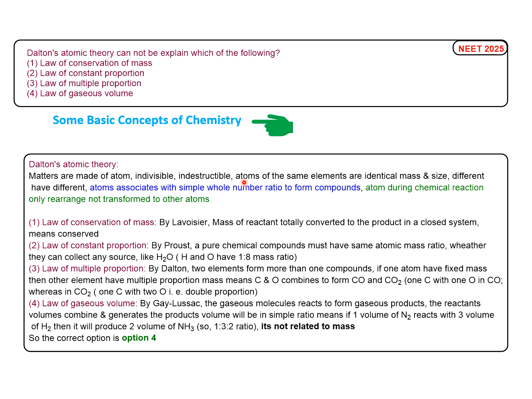Now, coming to the law of conservation of mass by Lavoisier: the mass of reactants is totally converted into the product in a closed system, that means mass is conserved. So Dalton's atomic theory also tells that the mass of atoms is conserved.